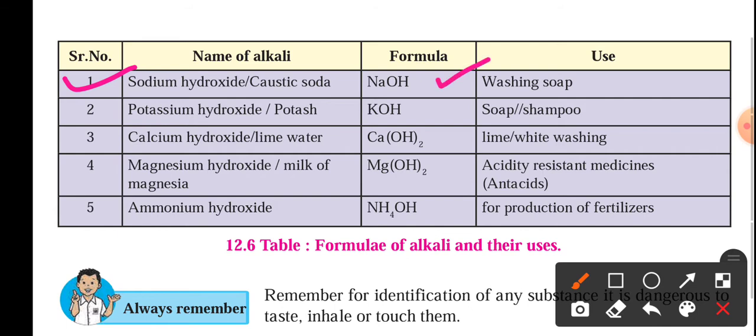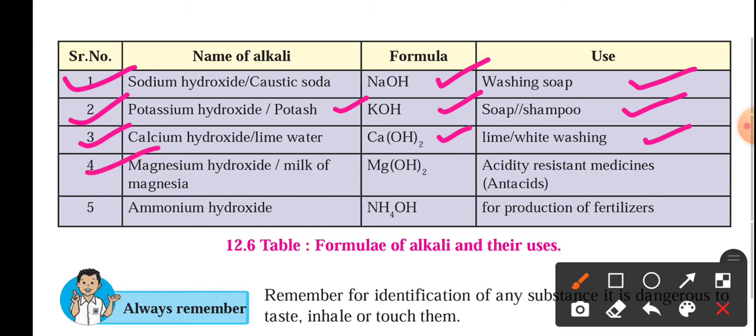In that we have NaOH as the formula, and it is used in washing soap. The second one they have given is potassium hydroxide or potash, KOH, which is used in soap or shampoo. Then the third one is calcium hydroxide or lime water, Ca(OH)2, and it is used in whitewashing or lime.